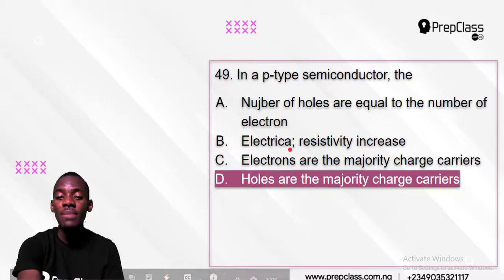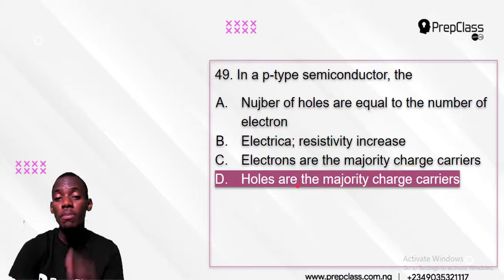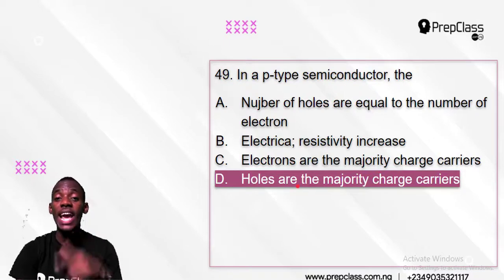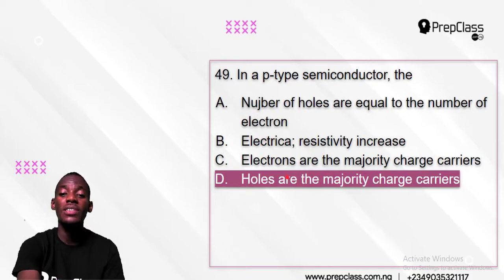Now, if it were n-type, it would have been C: electrons are the majority charge carrier. If it were, but because it is p-type, not n-type, it is now holes that are the majority charge carrier, and that is the answer for that question.